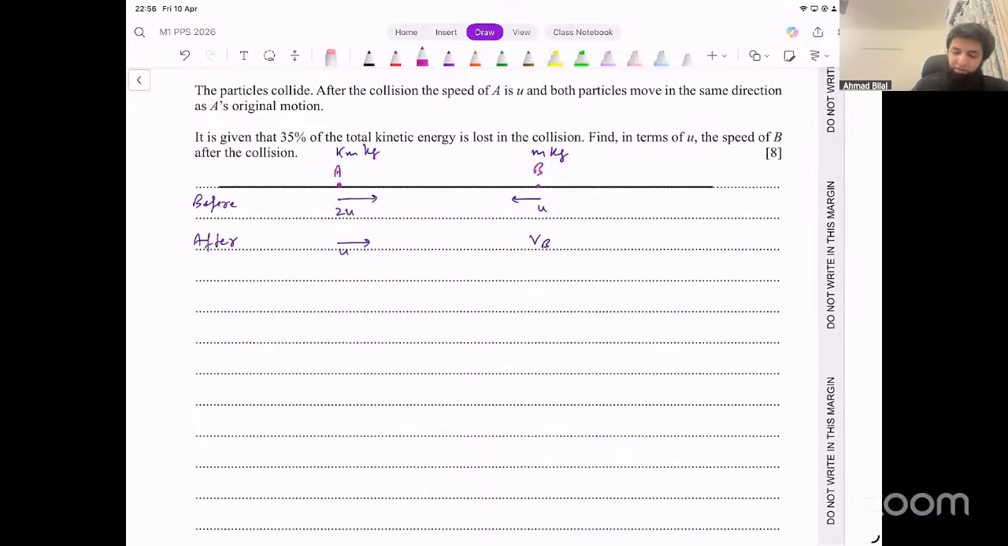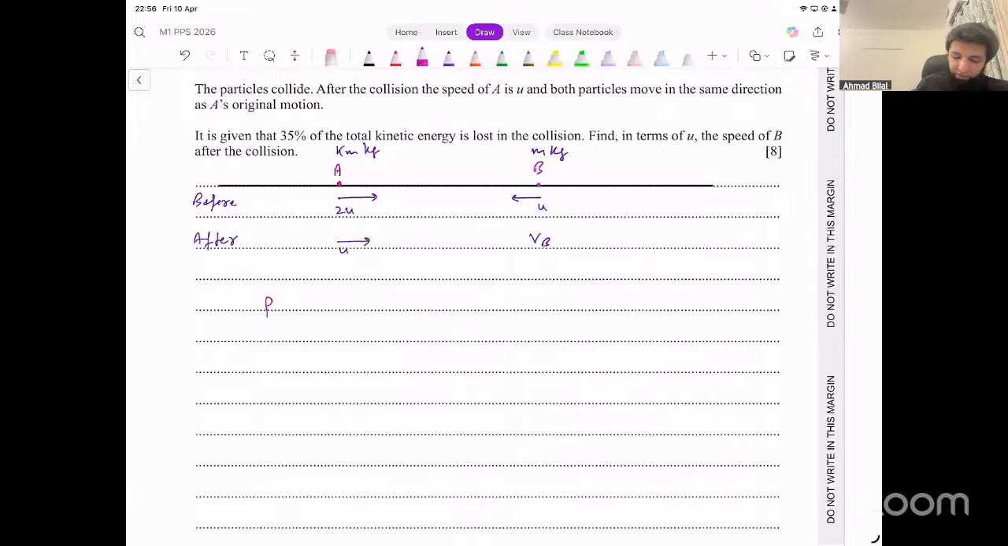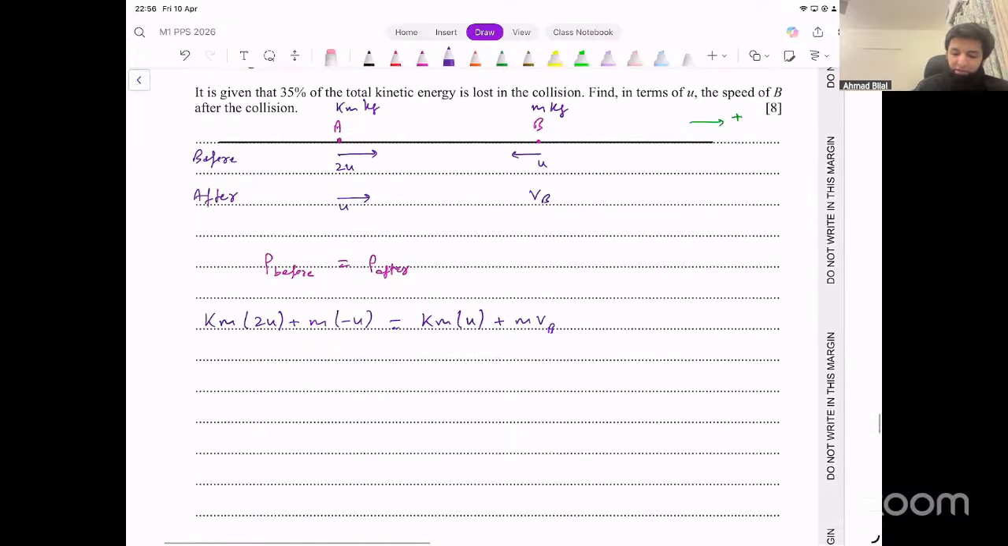There's a collision happening. Let's apply conservation of momentum first and see what happens. Momentum before collision and momentum after collision should be equal to each other. Momentum should be conserved. Let's take this direction positive. Then momentum before collision is km into 2u plus m into minus u, because that's moving in this direction. That should equal momentum after collision, which is km times u plus m times vb. This is one equation that we end up getting.